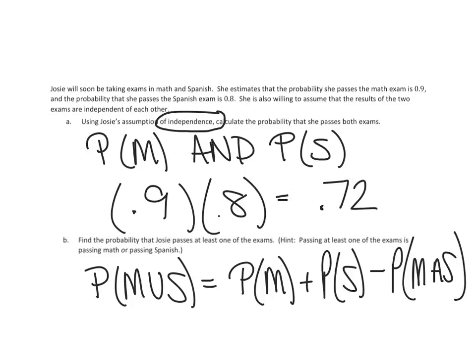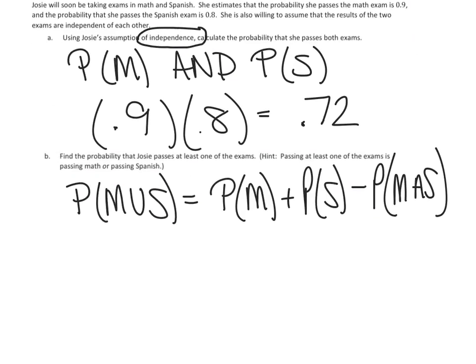Okay, so hopefully that "or" sounds familiar. I'm going to add the first one, I'm going to add the second one, but then I have to repeat anybody that's in both. So anybody that's in math and Spanish. So the probability that I passed math, or Josie passes math, was 0.9, plus the probability that she passes Spanish is 0.8. But now I have to take out the probability that she passes math and Spanish.